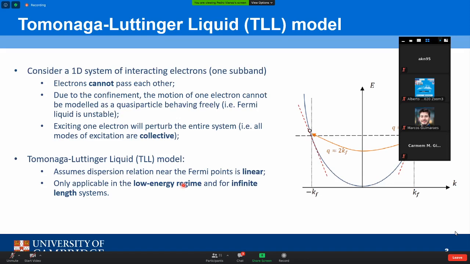What's important to remember about this theory is that it makes two key approximations. First, it says that dispersion close to the Fermi points is linear, and this is a fair thing to say assuming that you remain at low energies, close to the Fermi points, but there's no reason to expect this approximation to hold at high energies. And the other one, which I'll come back to in a second, is that it assumes an infinite length system.